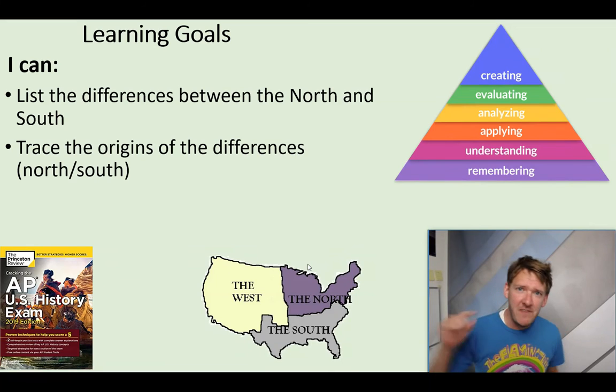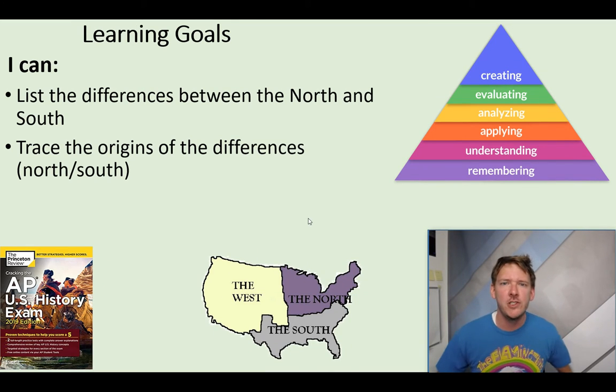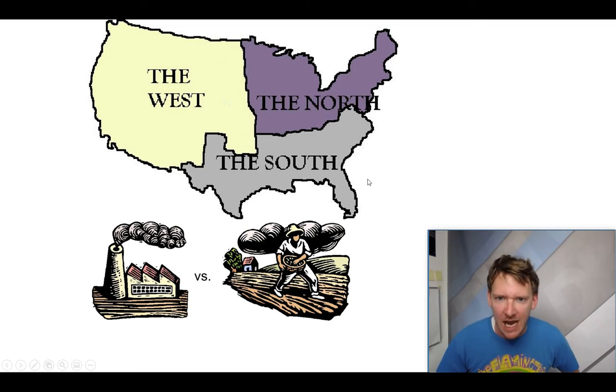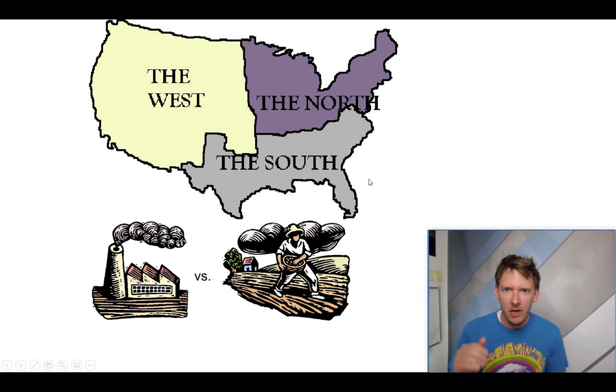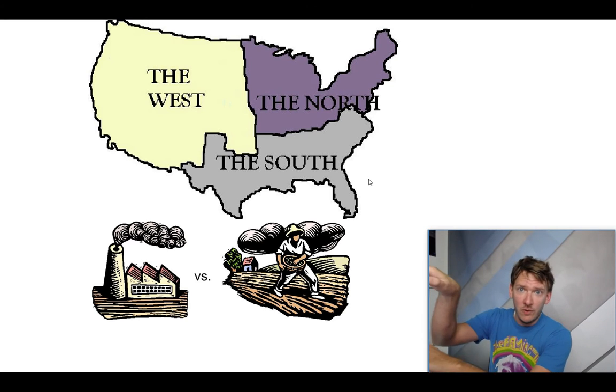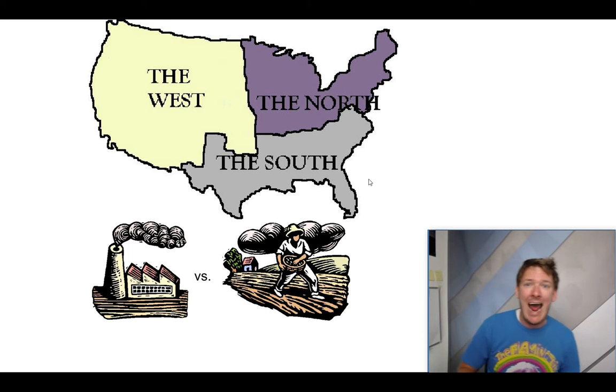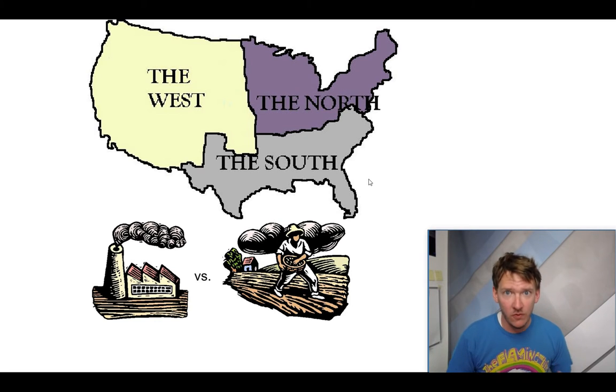Unit 4, Video 1: list the differences between the North and the South. The North and the South, from the very beginning, from the Pilgrims to Jamestown, were different. And they only will diverge more as we go towards the Civil War.